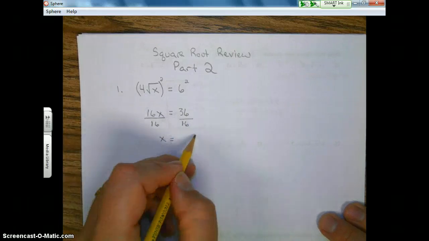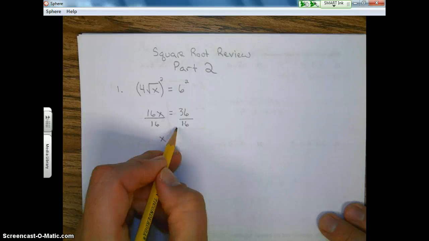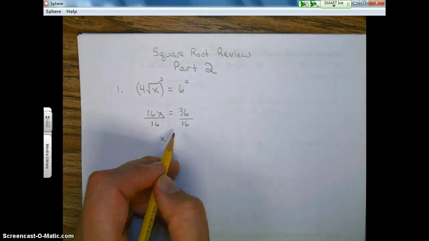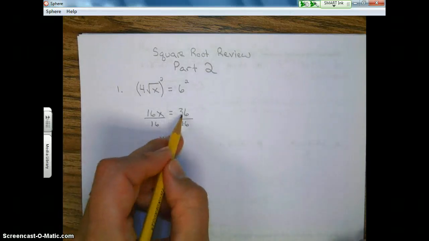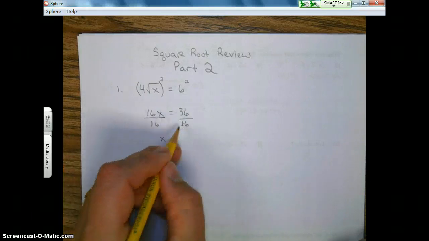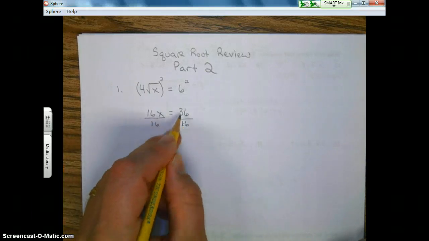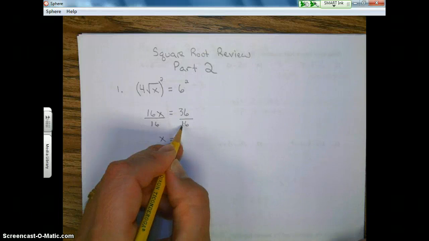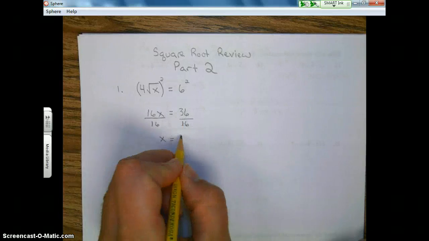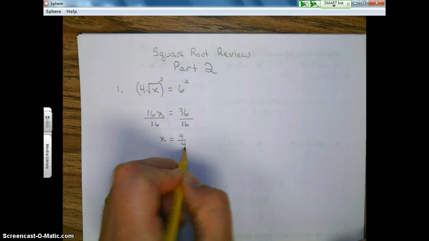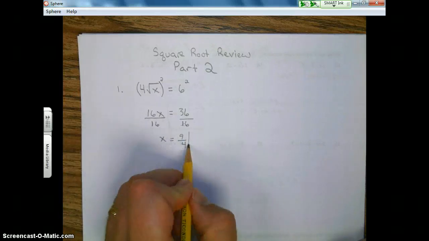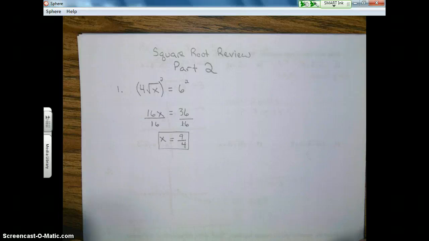Now remember, I told you I would really like to leave our answers in fraction form. So we're going to reduce this, since 16 does not go into 36 evenly, but we know 2 goes into both of them, 4 goes into both of them. Let's try 4. 4 goes into 36 9 times. 4 goes into 16 4 times. We can't reduce it any further than that. So that would be our answer.